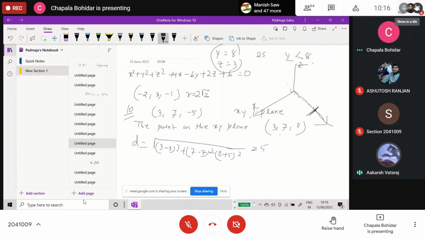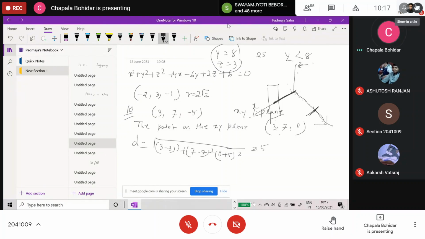The region between the YZ plane and the vertical plane x is equal to 5. Same type. Write inequalities to describe the region. The region between the YZ plane and the vertical plane x equals 5. So the region is this portion.